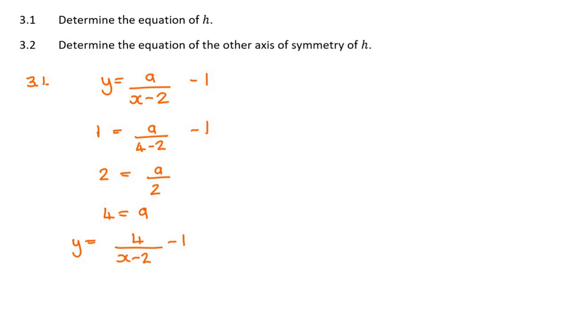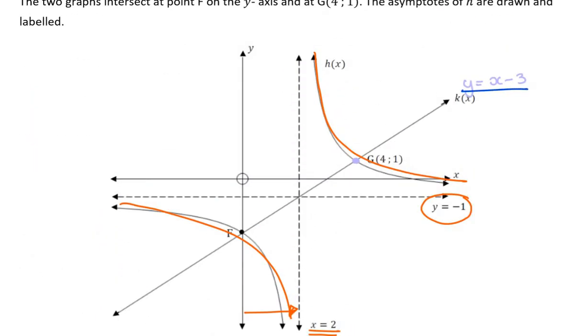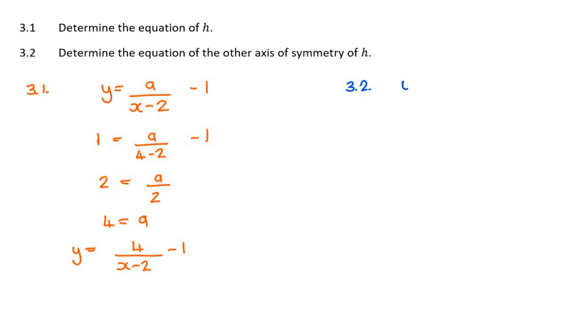Again, try that out and then follow. Okay, 3.2. There's 2 methods to do this. You already have one of the axes of symmetry. One of the axes of symmetry was y is equal to x minus 3. The other axis of symmetry will be the negative gradient axis of symmetry. So it's negative x plus c or plus d.